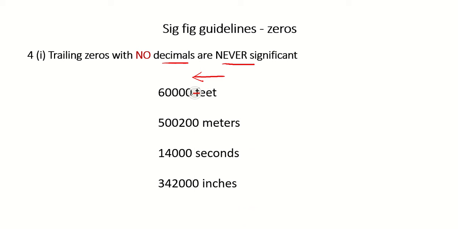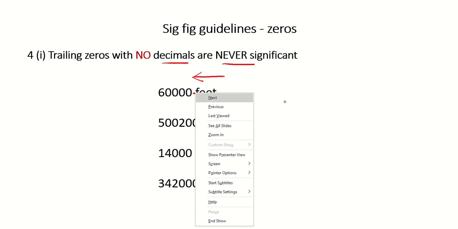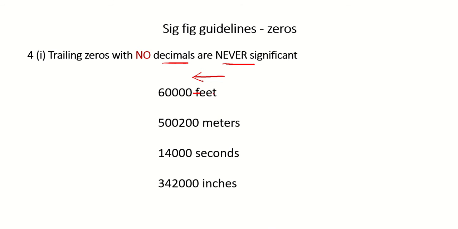I have a 0. This keeps happening until I hit the first real number. I'm going to draw this arrow from right to left. And how many significant figures? This is the only real number. So this number has only one sig fig.